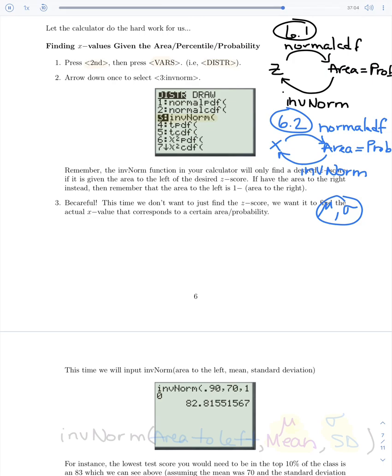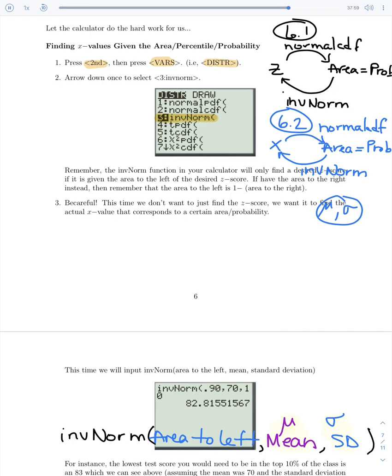So again, how do you get the inverse norm function on your calculator? Remember, it's still that second DISTR distribution key. It's right below the normal CDF. It's option 3. And just like before, into our inverse norm function, we're always going to plug in first an area to the left. Normally we've stopped there when we were looking for a z-value. Because we're not going to be looking for a z-value anymore, we're going to have to give it more information, just like the normal CDF. We'll have to give it a mean first, our mu, and then our standard deviation, which is our sigma, last. And then we'll close it off.